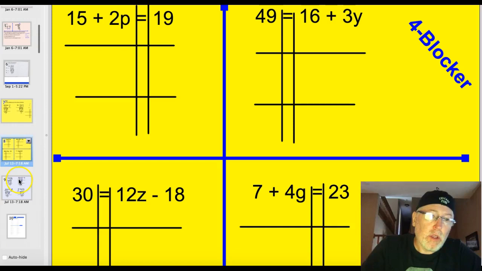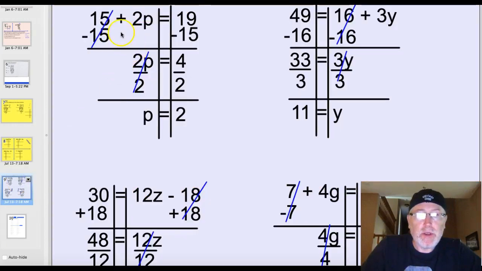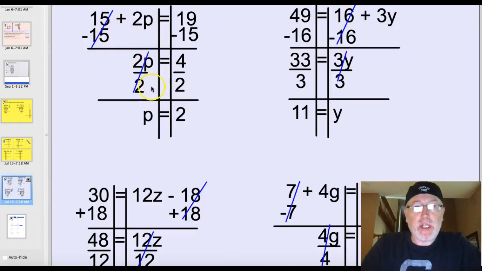Okay, here are your answers. Subtract 15 and then divide by 2. You're going to get p equals 2. Make sure your work looks like this. That's probably more important than the answer, quite honestly. Plug the answer in and make sure it works. 15 plus 2 times 2, well, that's 4. 15 plus 4 is 19. Good.